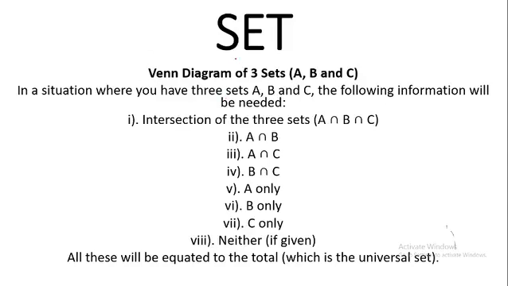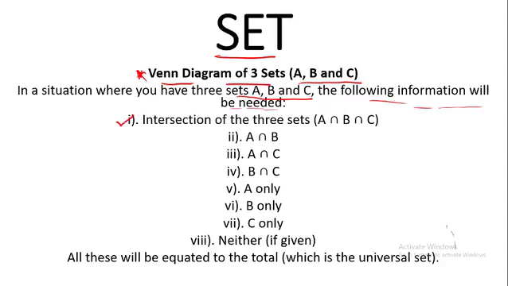In this session we'll be looking at sets, and our main focus will be the Venn diagram of three sets A, B and C. But before that, let us look at the previous lesson. Welcome back. In this lesson we'll be looking at a Venn diagram of three sets A, B and C, and in a situation where you have three sets A, B and C, the following information will be needed from you.